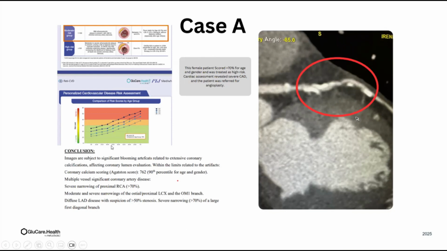However, when we look at the personalized cardiovascular disease risk assessment, it was a patient that was scoring very high for ASCVD. So you need to be highly suspicious. Anything above the 70th percentile for me is very important.